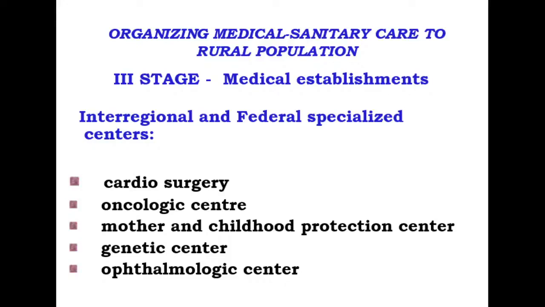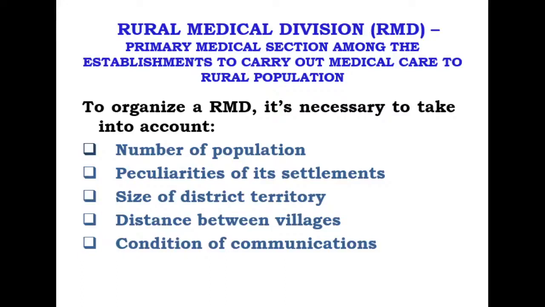In the organization of the rural medical division, it is necessary to take into account the number of the population, peculiarities of its settlements, size of the district territory, distance between villages, and condition of communication.